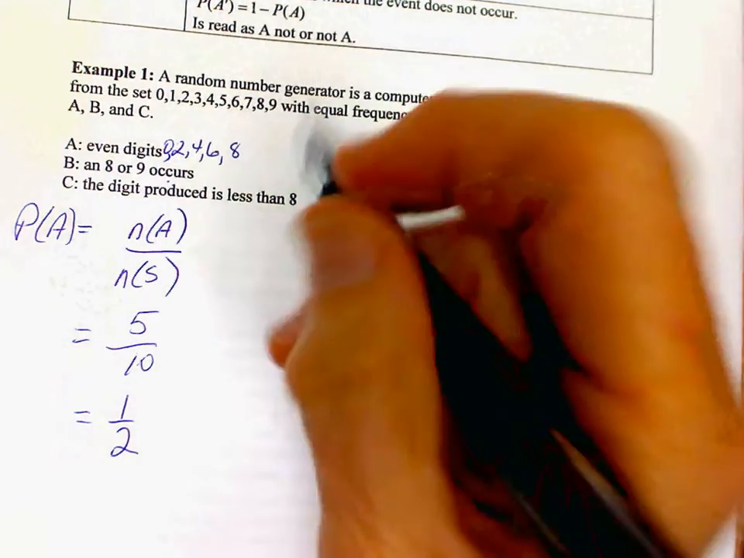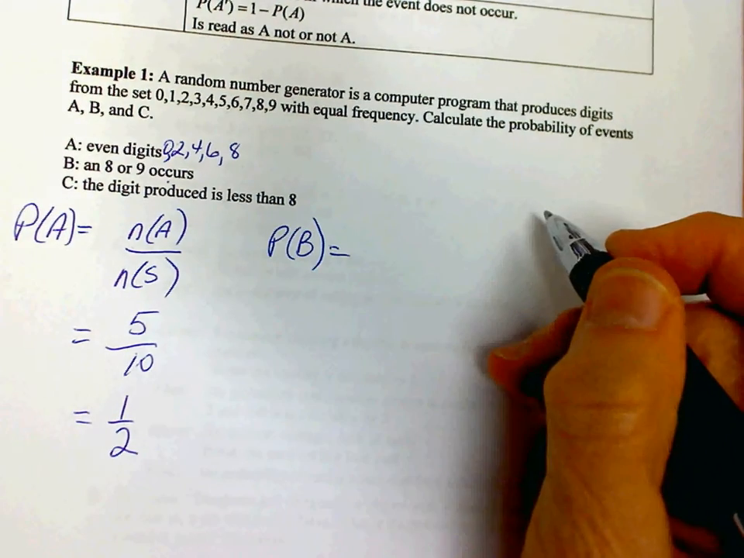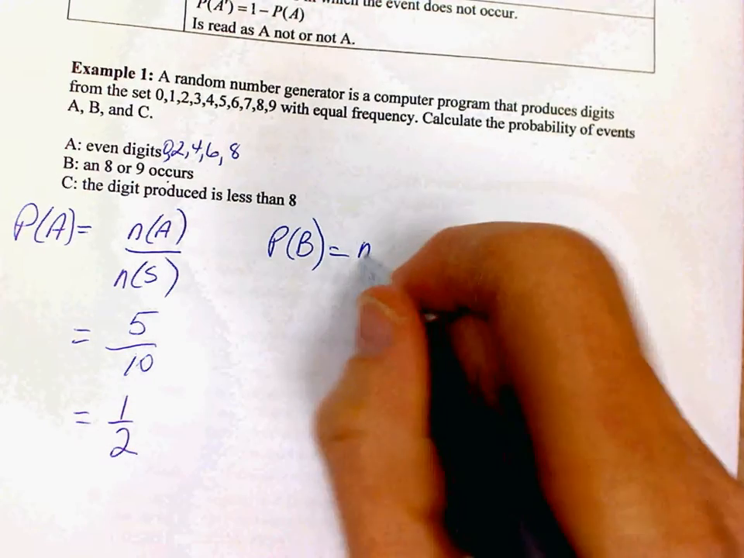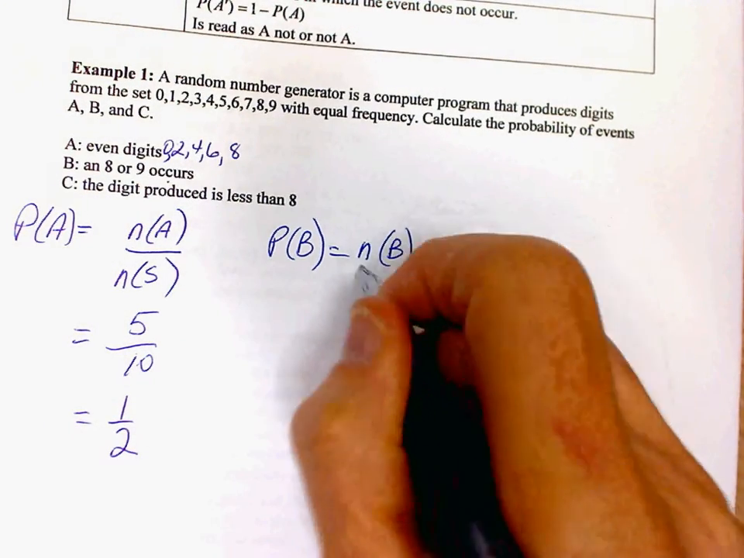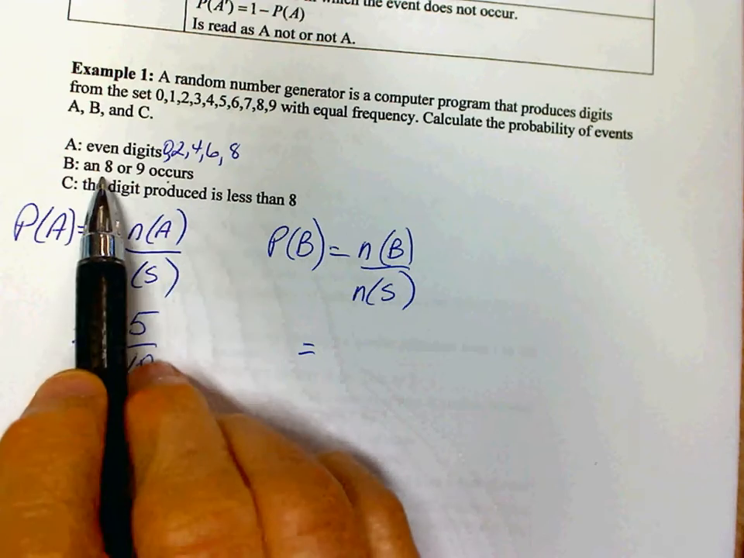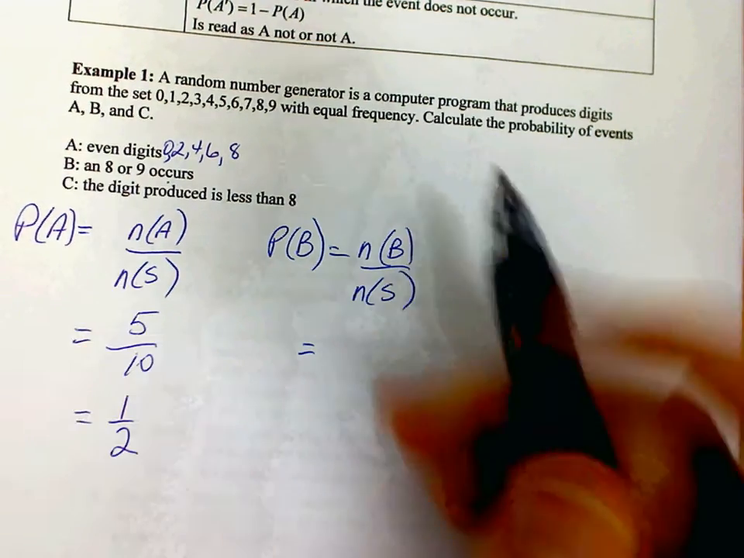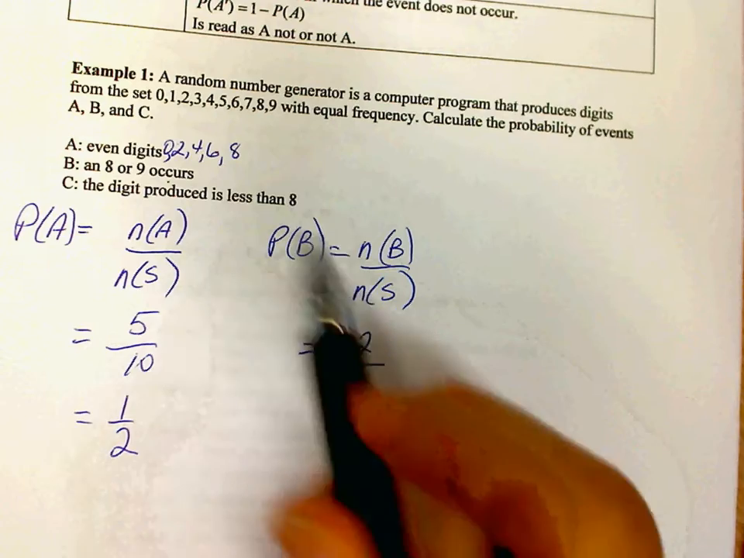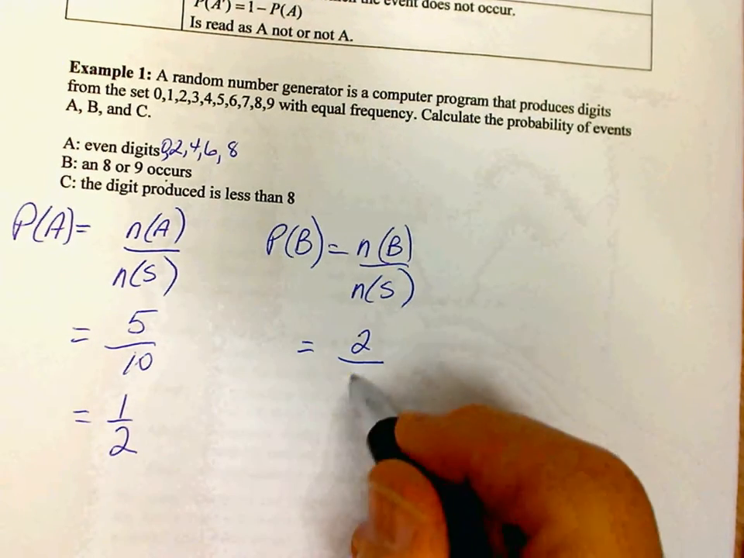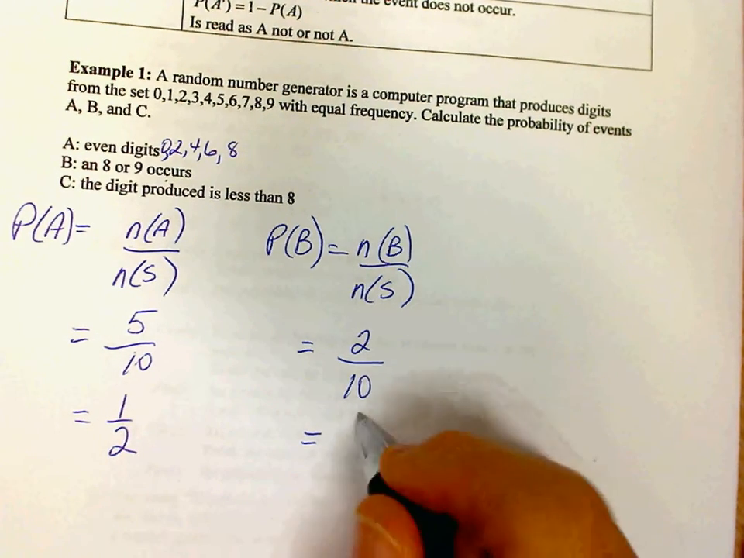Let's do the probability of B. Well, an 8 or a 9 occurs. Well, we need the number of ways B can occur over the number in our sample space. The number of ways B can occur is 2 ways. You roll either an 8 or a 9, so that's 2. The number in our sample space is 10, so the probability of rolling an 8 or a 9 is 1 over 5.